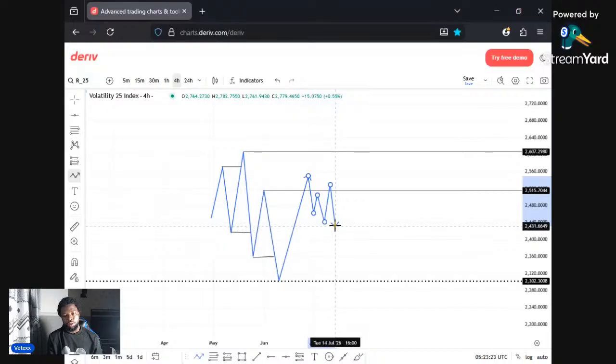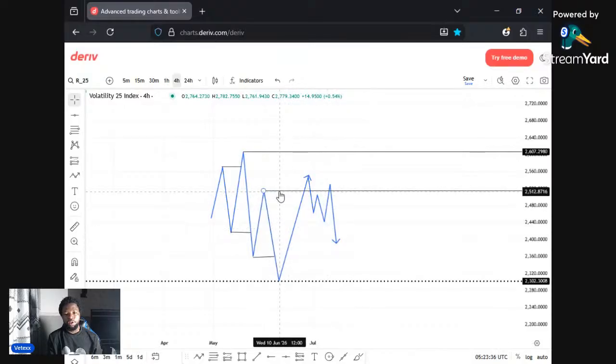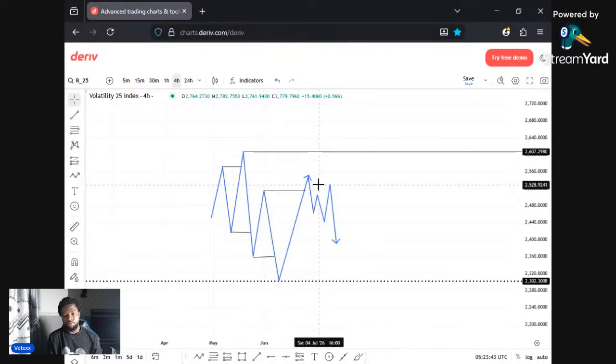So this is the continuation entry you look out for. Price must give you something like this in the POI, then you sell it to the downside. So first of all, this becomes your sweep. This is the continuation entry. This is how it looks like. You have this, you have this.